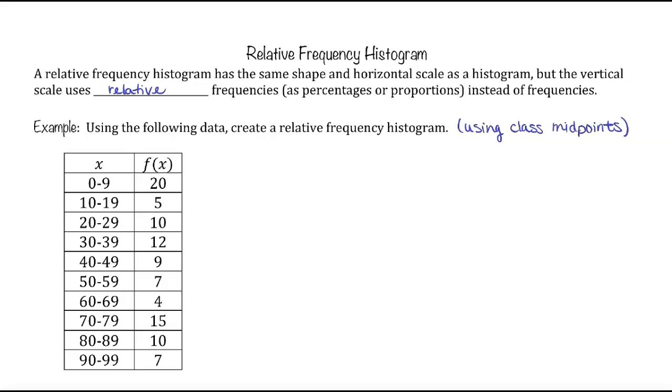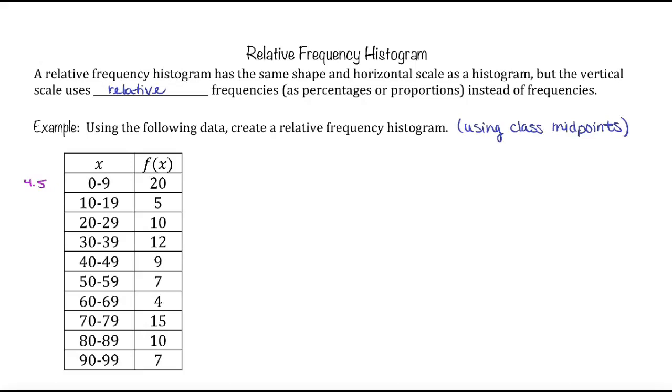The two things that we need to calculate before we can construct our relative frequency histogram are the relative frequency for each class and the class midpoint for each class. To find the class midpoint for each class, we add the lower limit and the upper limit together and divide by 2. So for the first class, we add 0 and 9 and divide by 2. The first class midpoint is 4.5.